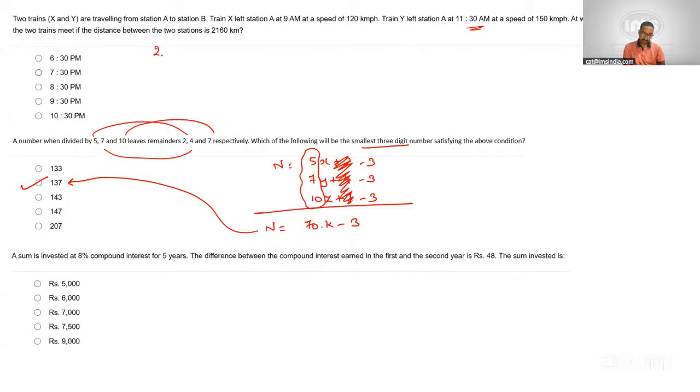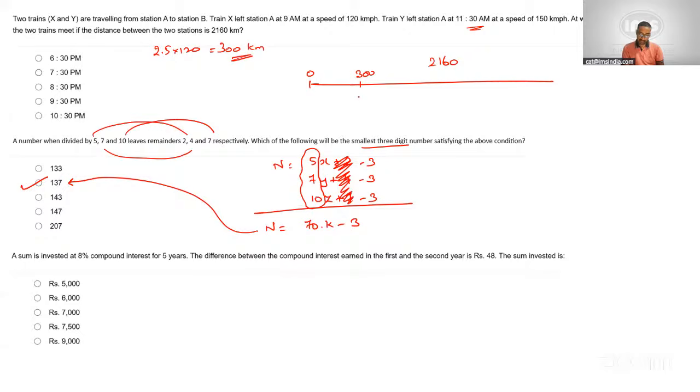2.5 hours at 120 kilometers per hour. 120 to 40, then another half of that. So 300 kilometers. So out of 2160, already at 300, train X has gone.